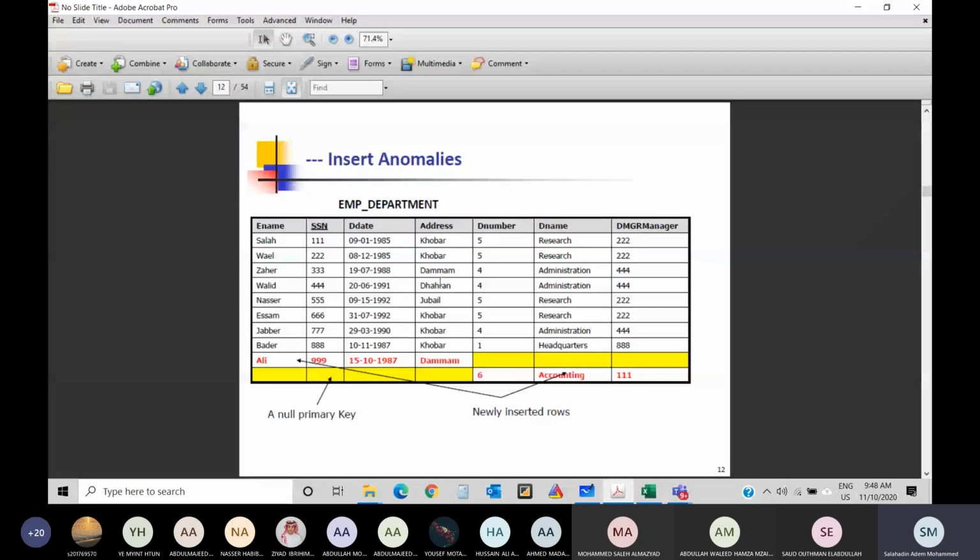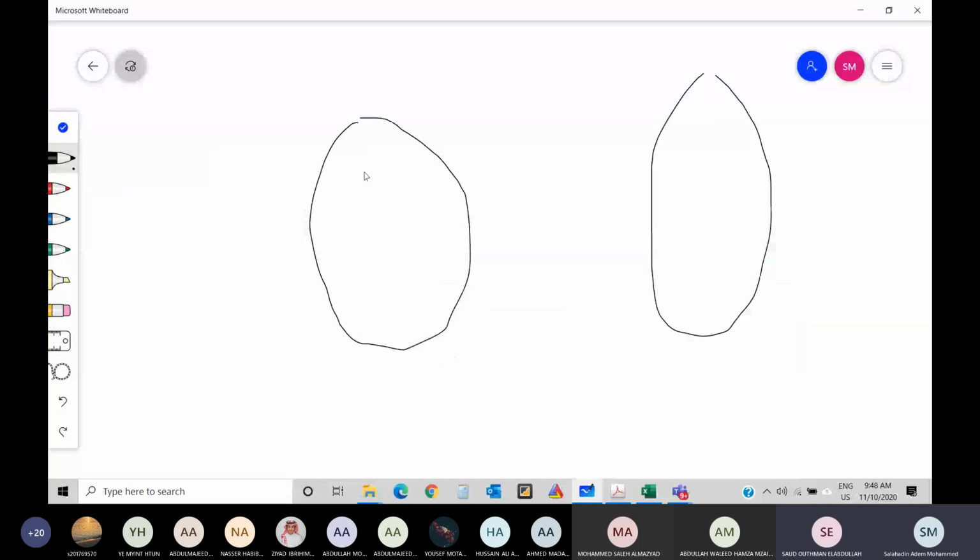I have Huber, I have Dammam, I have Jubail. See? I have 3 different cities. Let me just put it like this, I can go through it. And I have also Dammam.